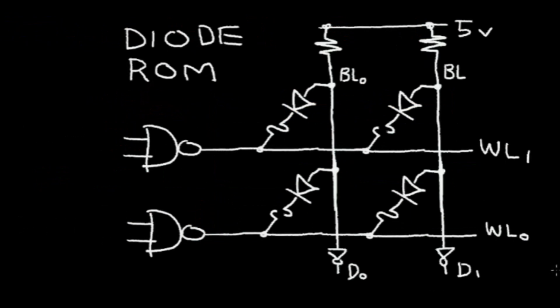Here is another way to make the ROM. This is a diode ROM, and the storage element is a diode and a fuse element. How this ROM works is, if I want to write a 0 into the ROM, I have to raise, for example, this bit line high and this corresponding word line low, and run a large current in this diode and blow the fuse link. So if the fuse link is intact, I'm going to call that a logic 1. If the fuse link is blown, I'm going to call that a logic 0.